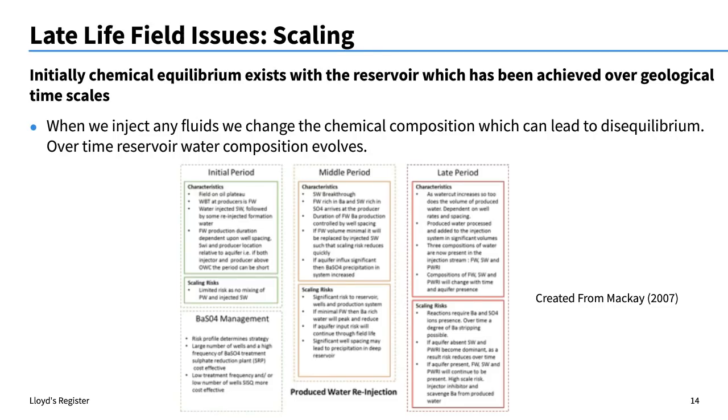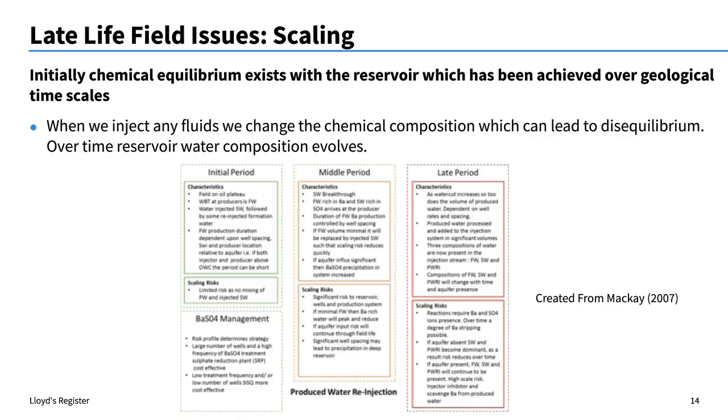It's also important to note that a lot of fields, in particular the older fields, if we talked about earlier with the primary recovery where aquifer can support production, if the aquifer is not very dominant and you've got water injection, you may be quickly able to override the actual impact of the aquifer so that you push the reservoir into a non-scaling regime or at least a minimal scaling regime. However, if you have a dominant aquifer, the potential for mixing is much higher.